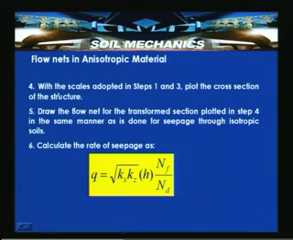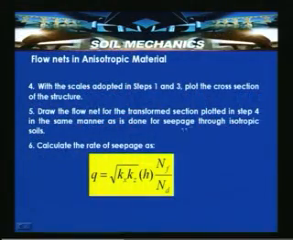Now, the next step, with the scales adopted in step 1 and step 3, plot the cross section of the structure. That is, the vertical scale is the same, and from the previous step 3 we said that scale horizontal is equal to root over kz by kx times scale vertical. So, draw the flow net for the transformed section plotted in step 4 in the same manner as is done for the seepage through isotropic soils.